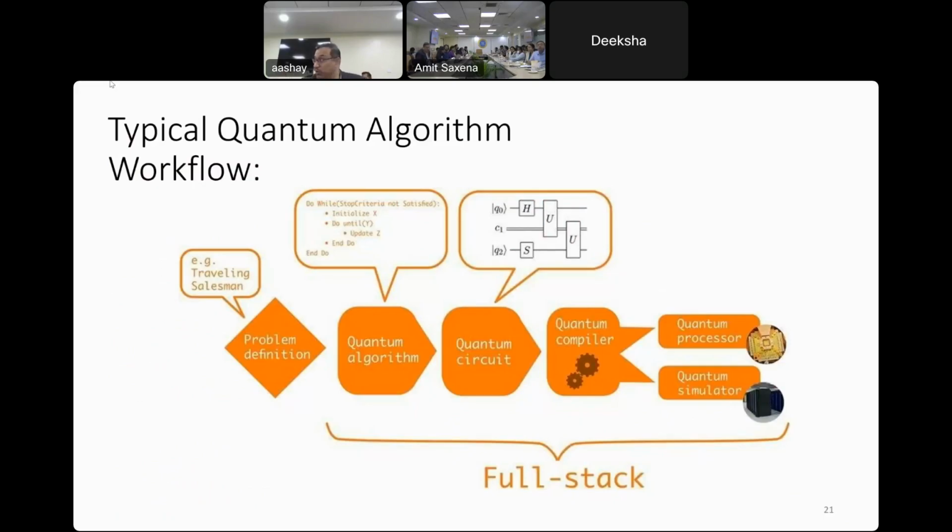Now I close in on the quantum computing part, telling you that this is the flow. This is a generic flow, right? We have a problem definition, you generate a quantum algorithm, generate a quantum circuit, and verify the quantum circuit using a compiler. The compiler can target two forms: one is a real, physical QPU, which are obviously still very few, or a quantum simulator like what NVIDIA and PennyLane provide, which are basically accelerated simulations.